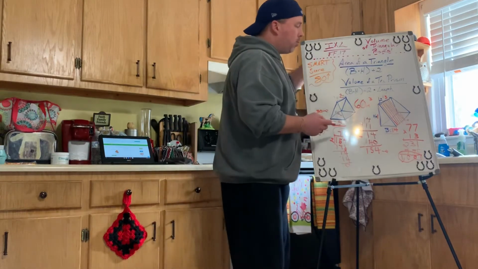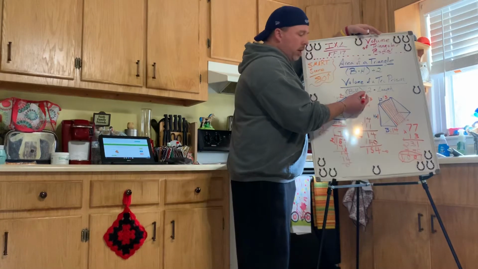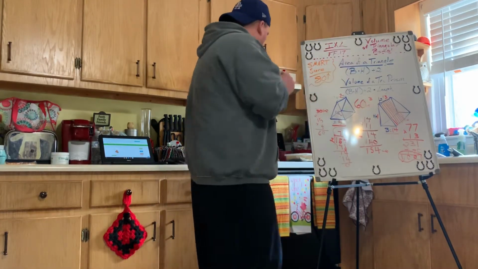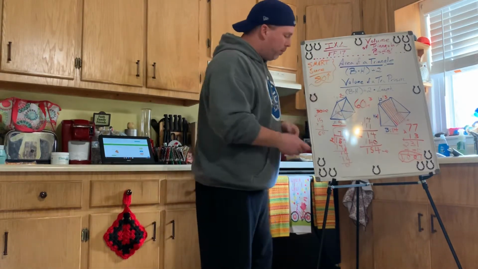But that's what it is, right? Because volume is base times height, cut it in half, and then multiply that by the length. So what I'm going to do is I'll erase these examples and we'll grab us a couple of problems off of IXL.